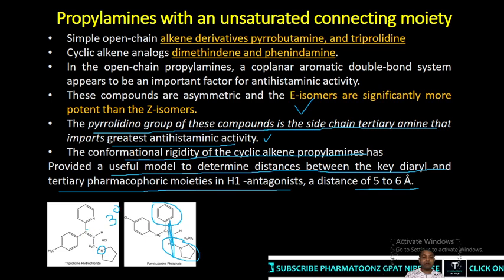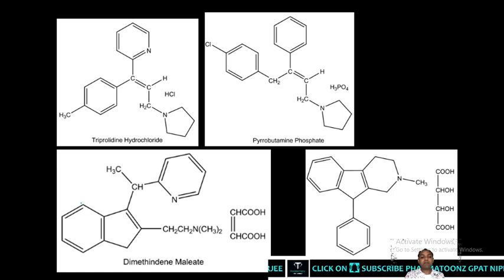So this double bond attached to the diaryl system produces conformational rigidity, and due to that the distance between the diaryl group and the terminal tertiary nitrogen pharmacophoric moiety is 5 to 6 angstrom, which is required for activity. So these are the structures. The first is triprolidine, the second is pyrrobutamine.